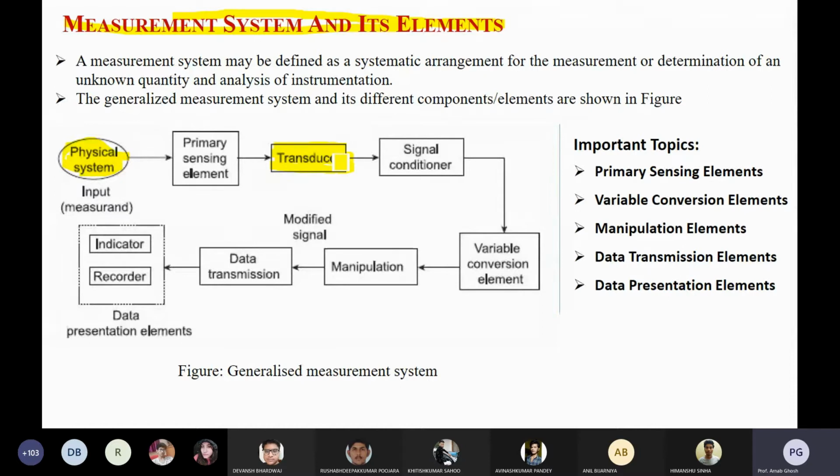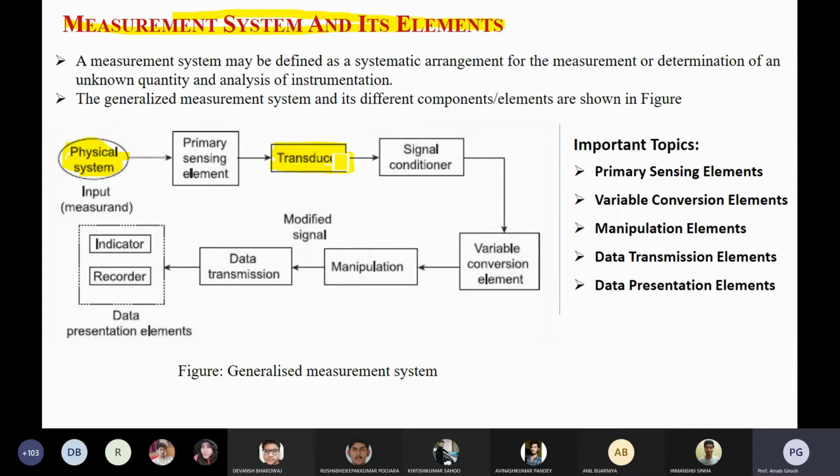But what happens in the case of a sensor? A sensor can convert any form of signal to any other form of signal. It may be a physical signal to a mechanical response, whatever is required. So a sensor is the superset and a transducer is the subset. Here you can see the primary sensing element.